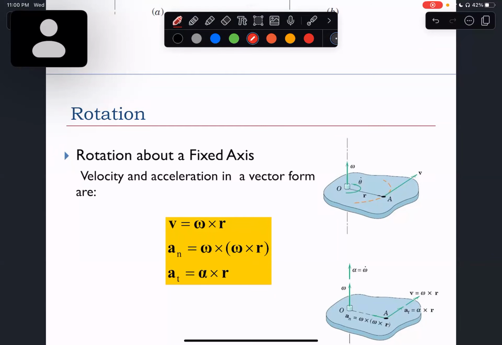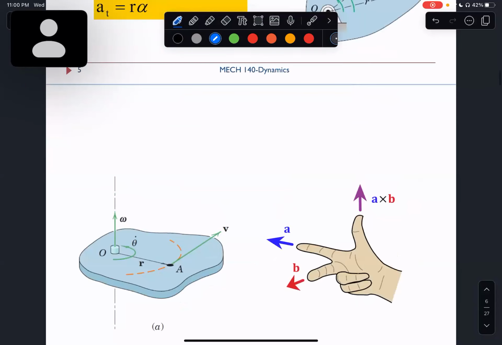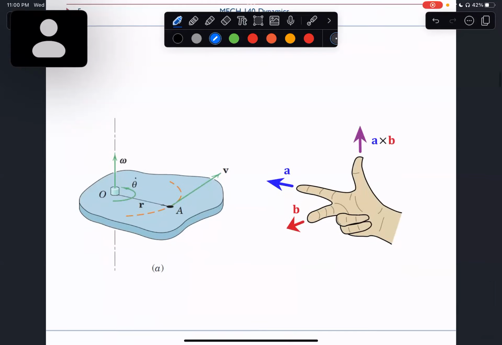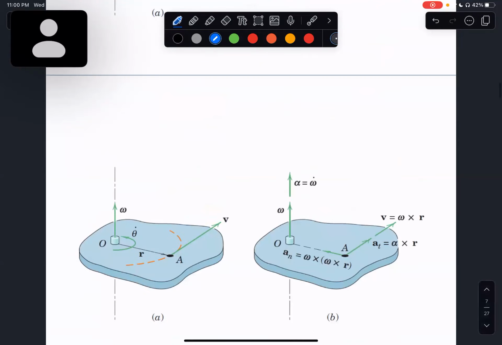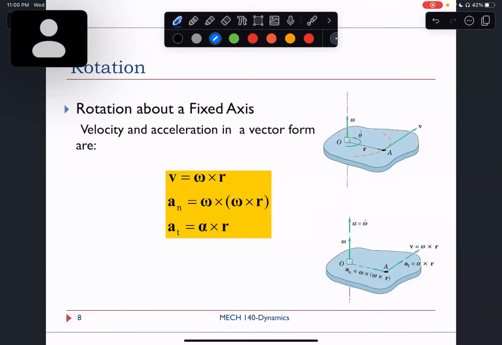So, last time we started talking about rigid body kinematics. Specifically, we started talking about rotation about a fixed axis. We reviewed the right hand rule and how you can use that to find velocity and acceleration directions in the vector form for any point on a rigid body. We also found that any line on a rigid body will have the same angular velocity omega.